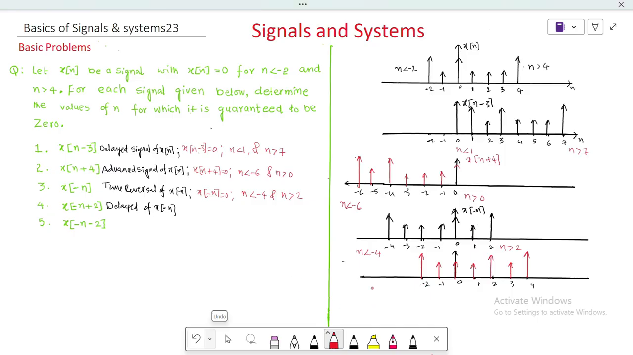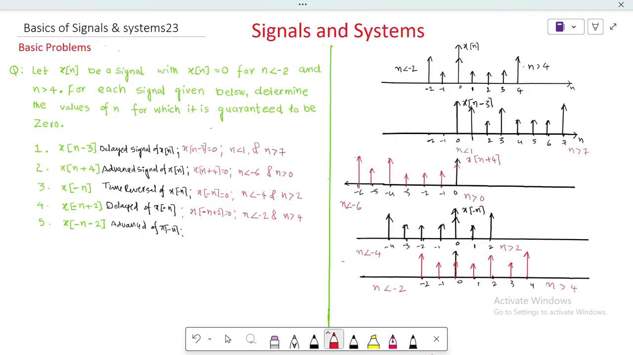It doesn't have magnitude for n less than minus 2 and n greater than 4. Here I am going to write: this x of minus n plus 2 is 0 for n less than minus 2 and n greater than 4. So this is the advanced signal, advanced of x of minus n.